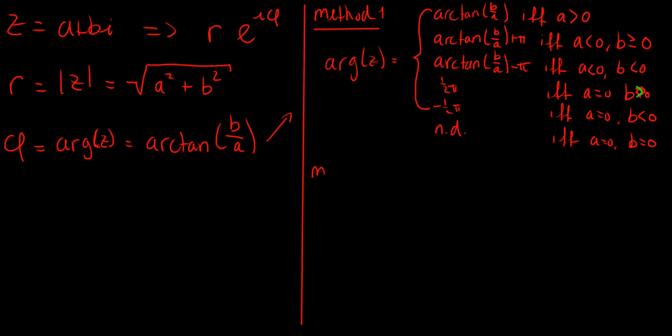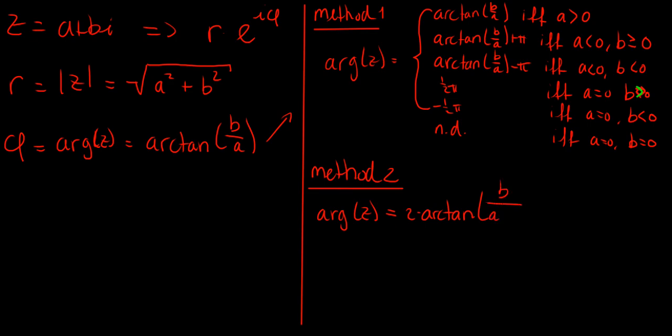Then we have method 2, which actually just solves all these cases with one formula. This says that the argument of z is equal to twice the arctangent of b divided by a plus the modulus of z. So actually r also in our case. And this always gives you the right answer. You don't have to think about it, you just do it. But for this you probably always need a calculator.